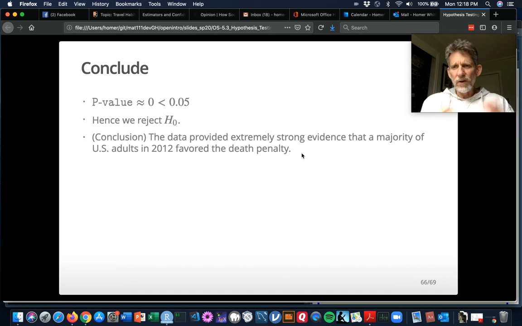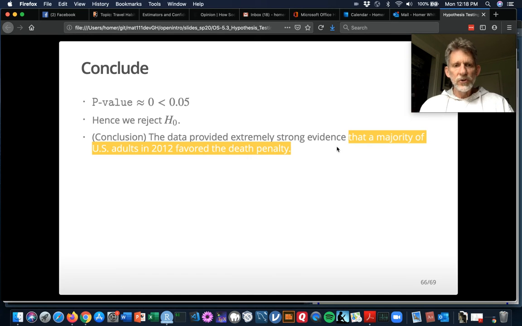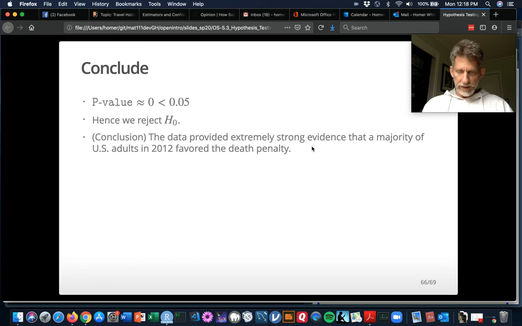I said extremely strong because the p-value was so small. Extremely strong evidence that a majority of US adults in 2012 favored the death penalty. And that's because in the data, I saw a majority favoring the death penalty. The 1,100 who favored the death penalty was more than half of the 1,800 who were asked the question. The p-hat was bigger than 0.5. So you'll often do that in your conclusion. You'll talk about which direction of the alternative hypothesis the data is leading you to.